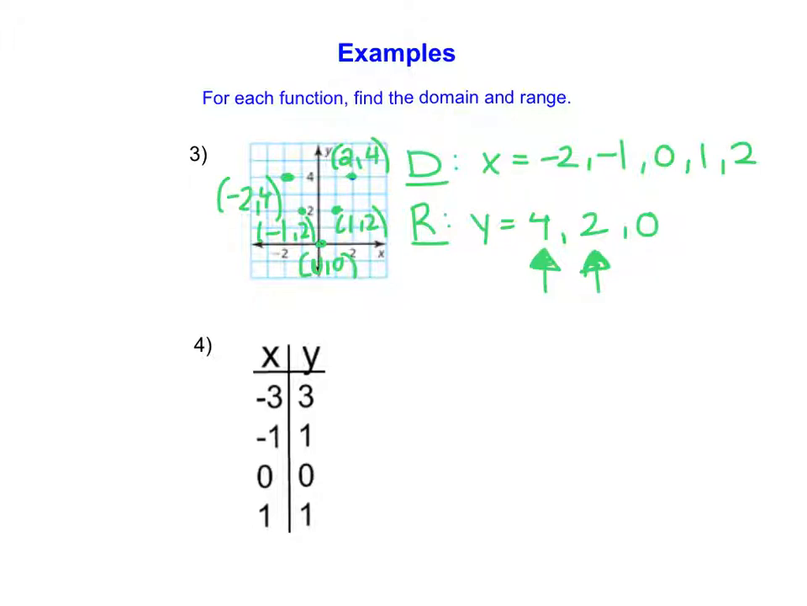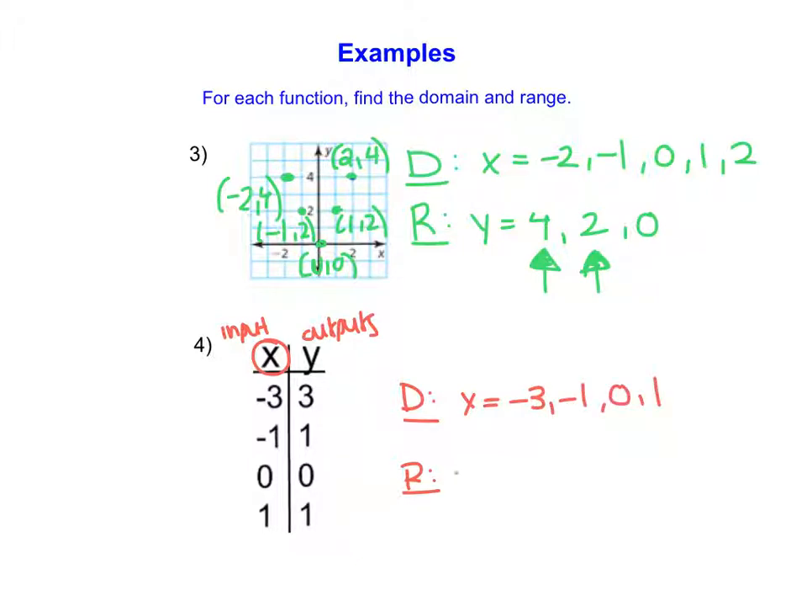Okay, the next one I see is a table, and luckily it's split up into x's and y's already, so I have my inputs and my outputs. And what I'm going to do is list my domain and my range. Remember, my domain are all of my x values here. So I see x could be equal to -3, -1, 0, and 1.